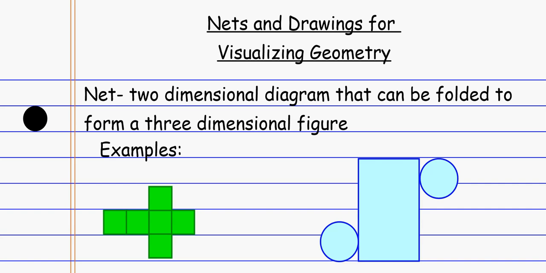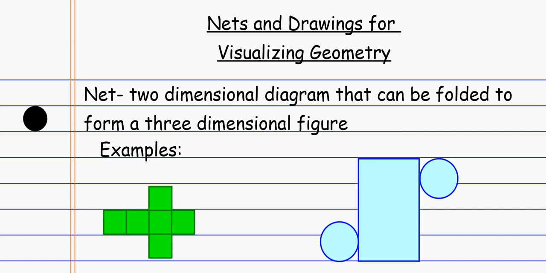Hi there, folks. Today we're looking at nets and drawings for visualizing geometry. And the idea of visualizing things can be a little tricky in terms of learning it because it's not as concrete as some of the other things we've done in math, where we have this set of rules. We're kind of just using our imagination to reconstruct things and see what it looks like in our heads and then try to interpret that as a drawing, okay?